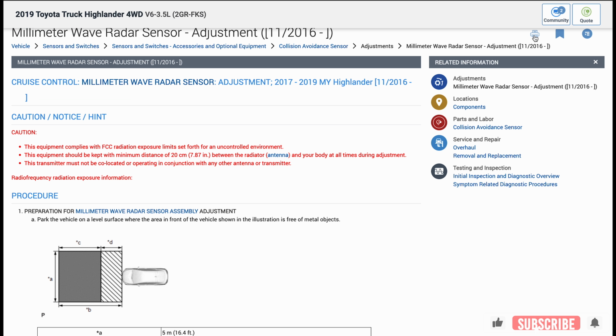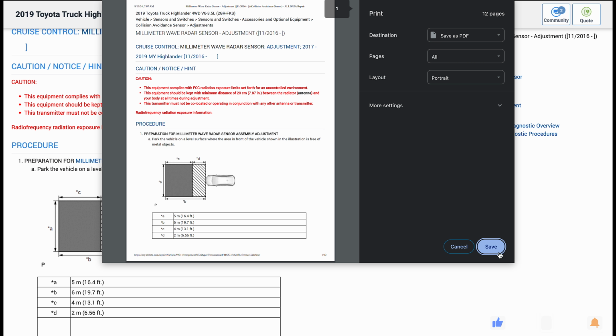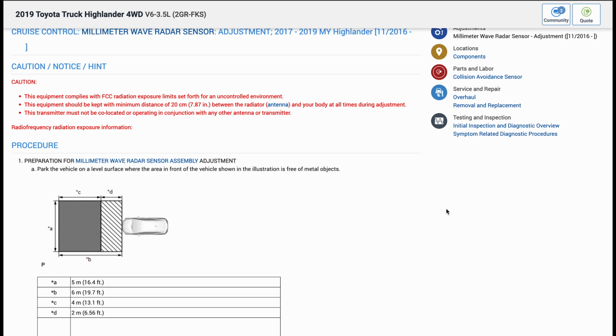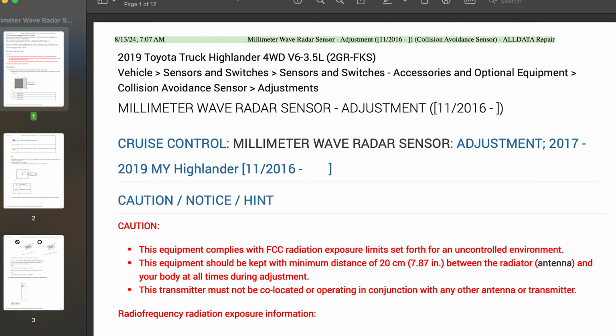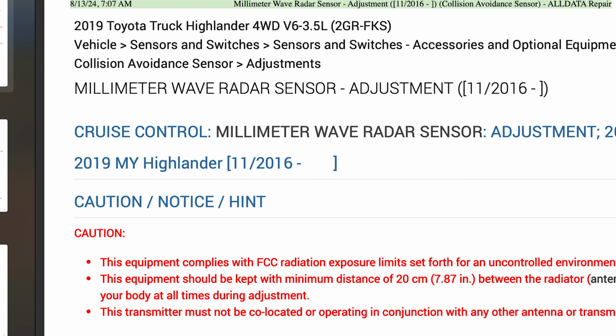3. If the OEM procedure is not currently available on the day of the calibration, then the calibration should not be performed. You want the OEM procedure time-stamped and dated to match the day of the repair. Always attach this information to the work file because the repair instructions could change at a later date.